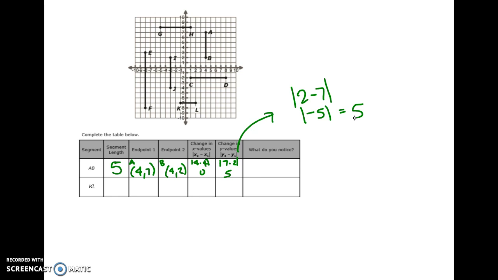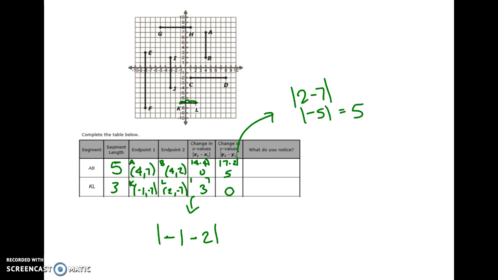The next one, KL, if we just count the distance, it just goes 3. We fill in the points for K and L. K is at -1, -7. And L is at 2, -7. We do our changes here, our little absolute values. -1 minus 2 is -3, so the absolute value is 3. And then the other one we have -7 minus -7, so that would be a change of 0.